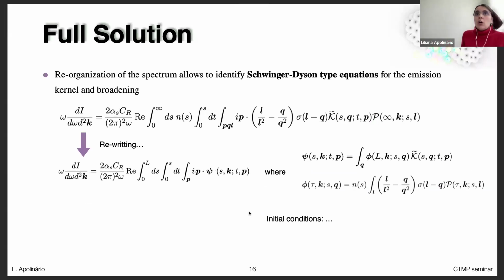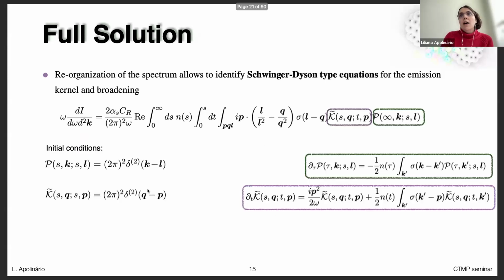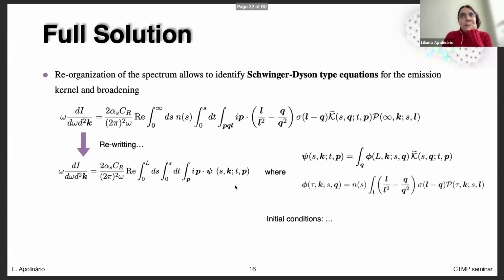Well, in fact, when we open the paper, don't be scared about the notation, because the point is that we don't actually use the broadening and the emission kernel directly, but some version of it, because it's simple for our analytical solution. So basically, these objects are just the same or are proportional to exactly the broadening and the emission kernel.